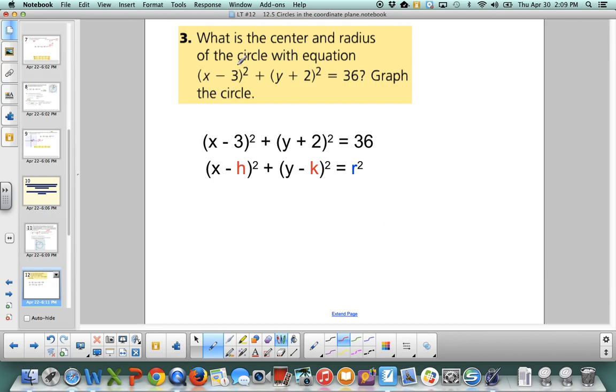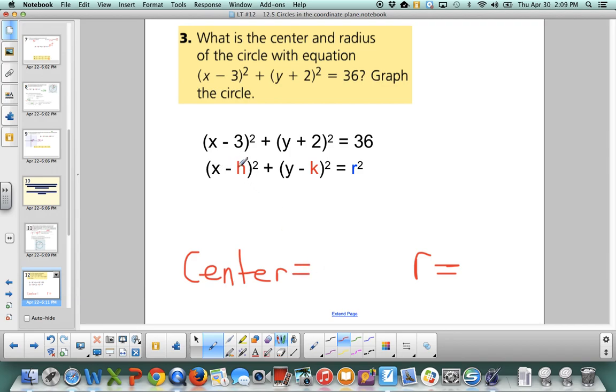What is the center and the radius of the circle with this equation? Graph the circle. Instead of graphing, let's just find the center and the radius. Pause the movie and press play when you're finished. Okay, you can obviously tell that I can't draw on here. We need the center and we need the radius. These are the two things that we need to extract.